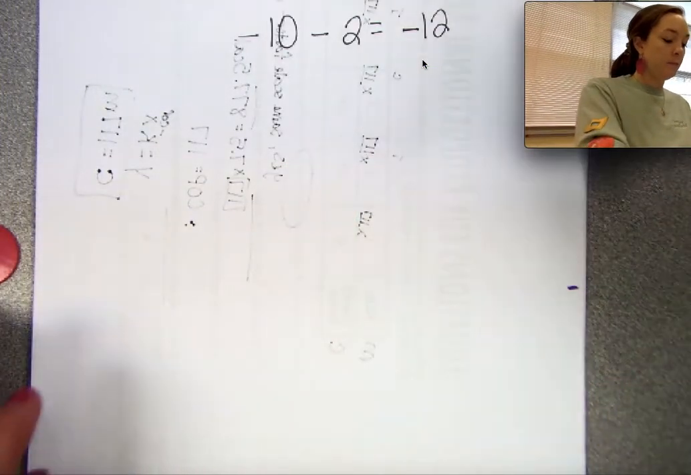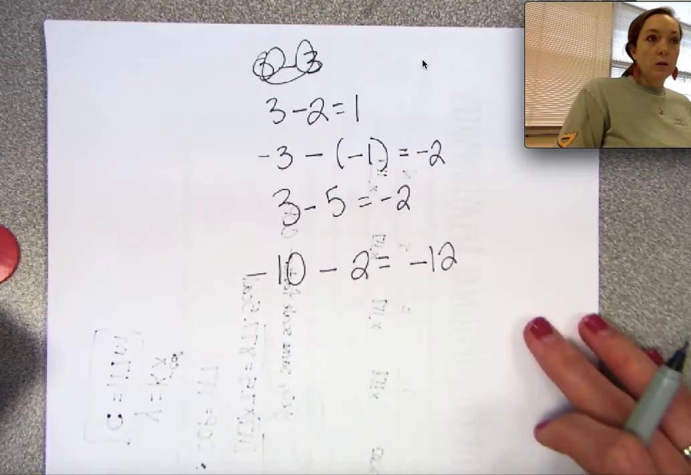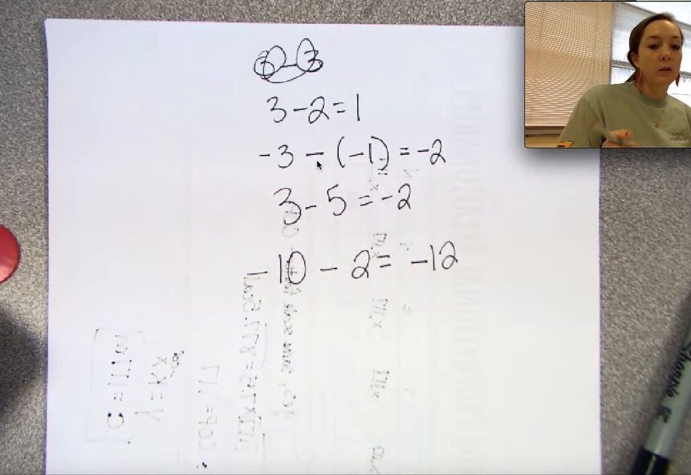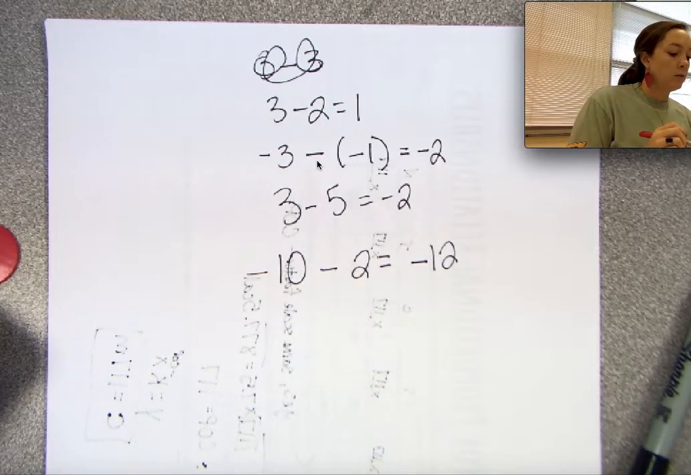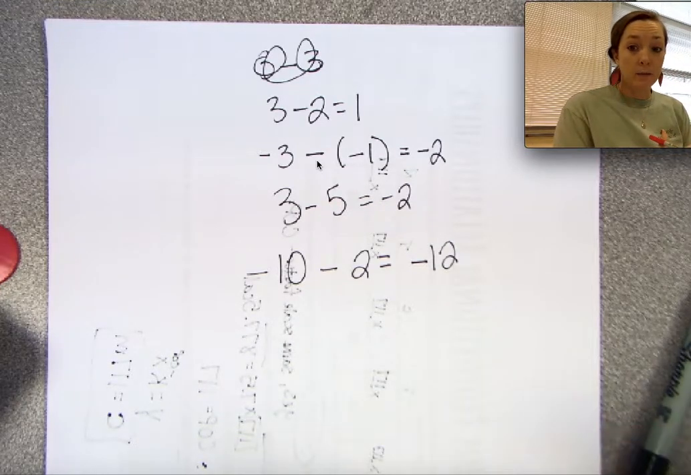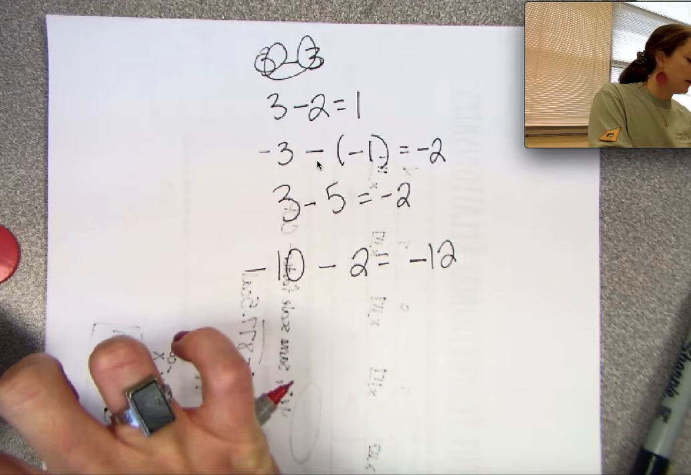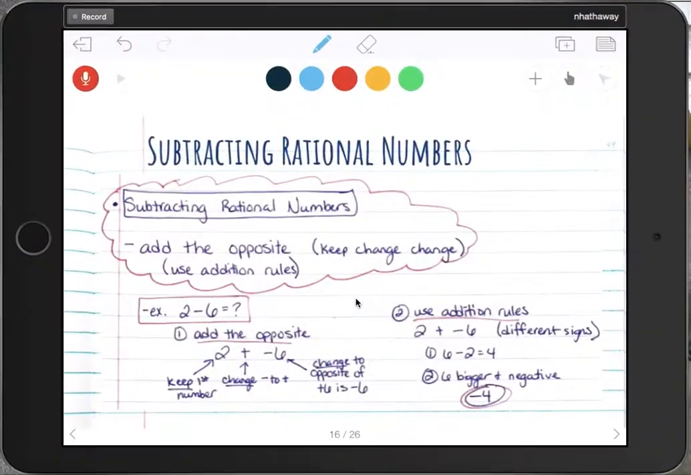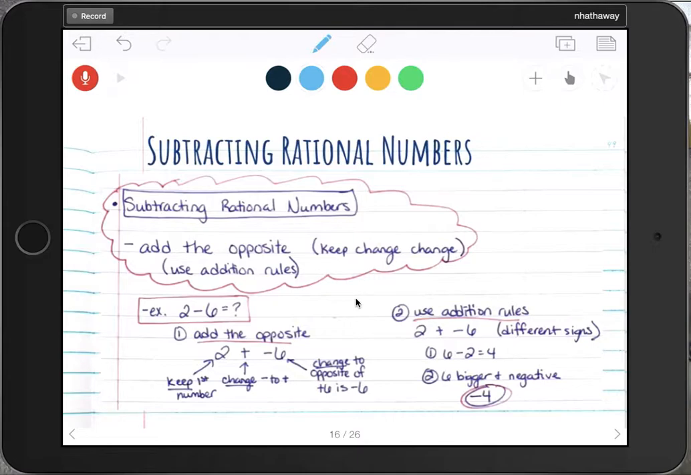Now let's look at it. I am going to make sure that I've done this right. So let me tell you the trick, and then we'll go back to the counters if we need to. When we subtract rational numbers, we're going to do something called adding the opposite. Does everybody see that here? So add the opposite, or we can say keep, change, change.